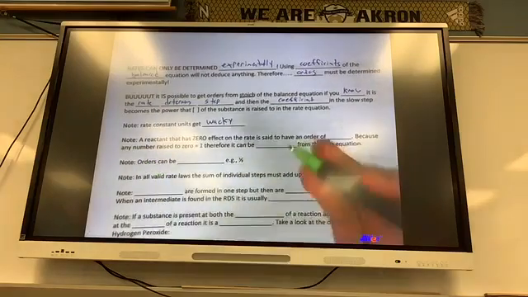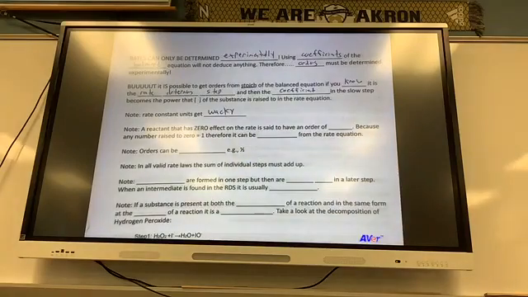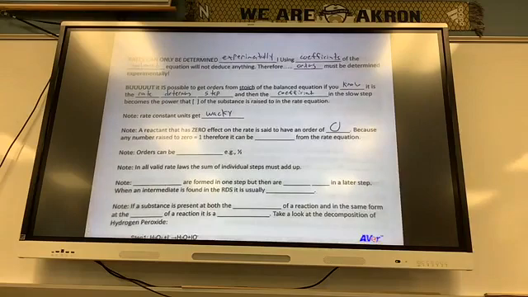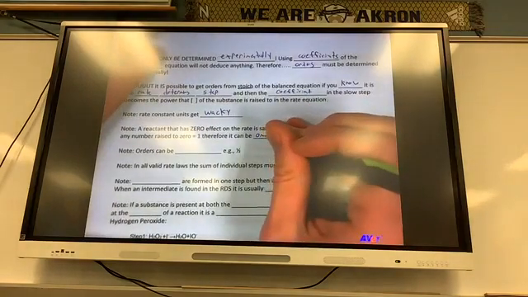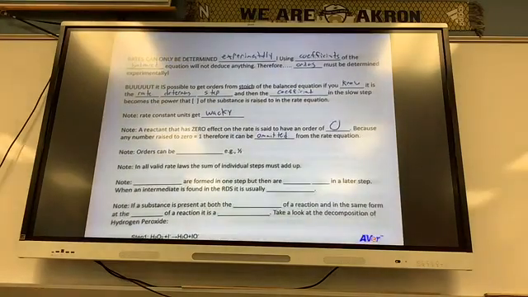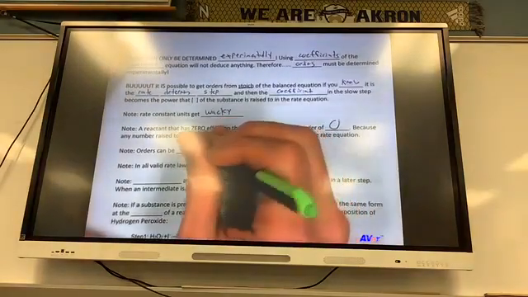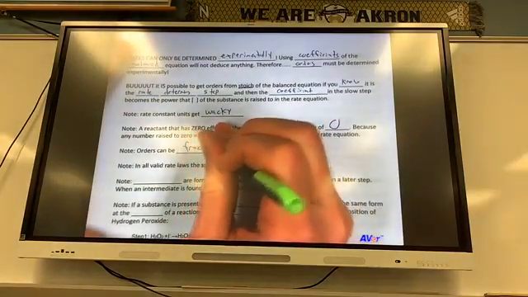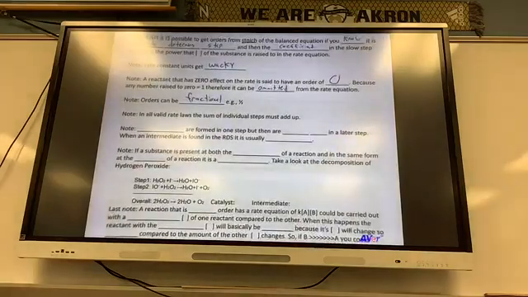A reactant that has zero effect on the rate would have an order of what? Zero, because any number raised to 0 equals 1. If you multiply something by 1, does it change? No. And therefore it can be what? Omitted, excluded, yes. It can be omitted from the rate equation. Note, orders can be fractional. You can have a half order.